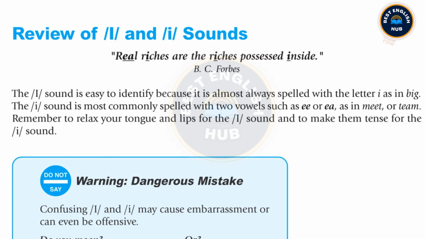Review of /ɪ/ and /i/ sounds. The /ɪ/ sound is easy to identify because it is almost always spelled with the letter I, as in big. The /i/ sound is more commonly spelled with two vowels, such as double E or EA, as in meet or team. Remember to relax your tongue and lips for the /ɪ/ and to make them tense for the /i/.